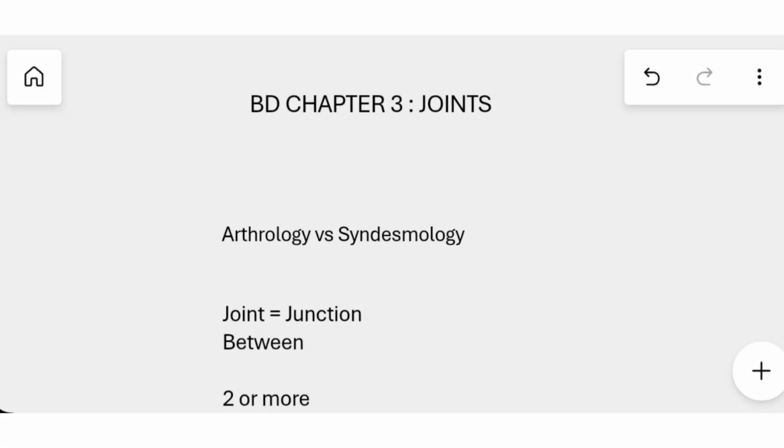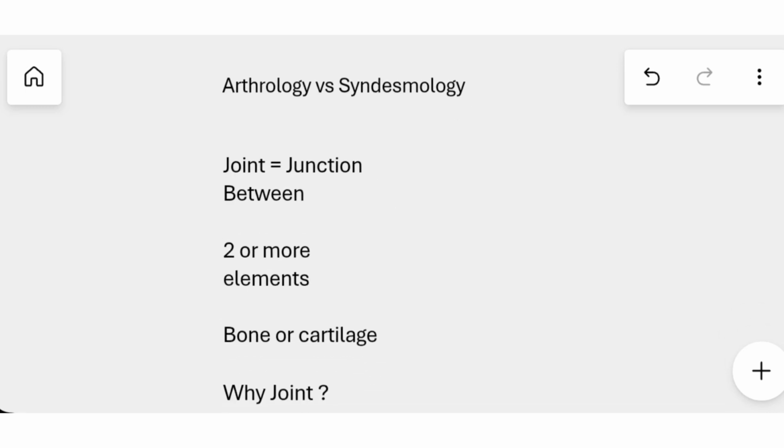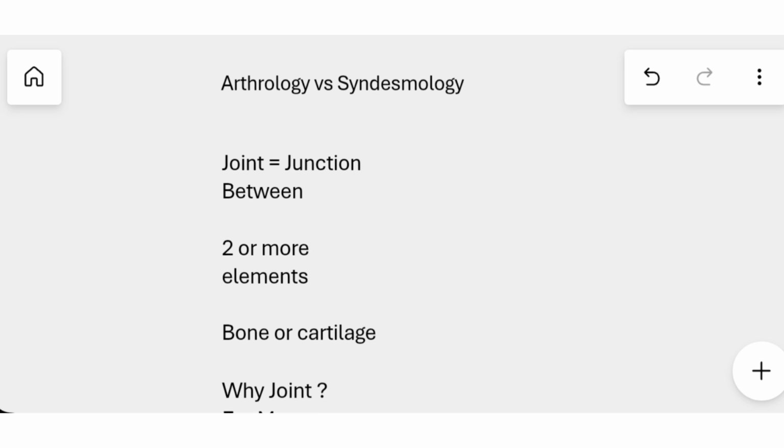Okay, so this is the third chapter of BD. It is about joints, and when you go over these notes, you will find reading the book very easy. So let's start. The first thing is what is arthrology and what is syndesmology.